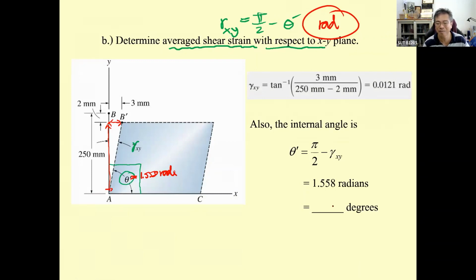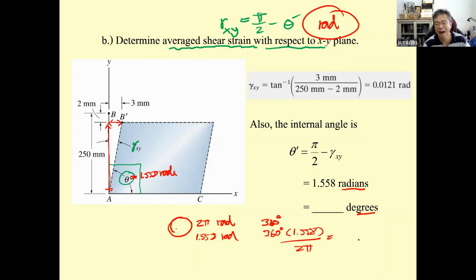Can you change from the radian to the degree? You say by the circle, this is 2 pi radian, and 2 pi radian is 360 degrees. So 1.558 radian is going to be 360 degrees times 1.558 divided by 2 pi. So you get this answer in the degree. Okay, you've got to convert it later.